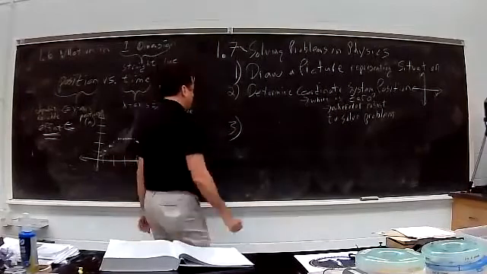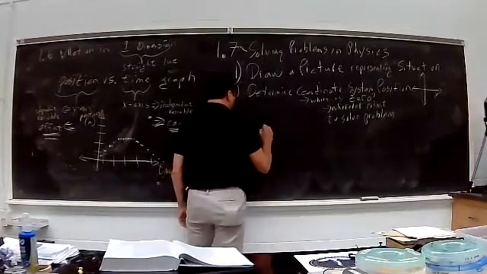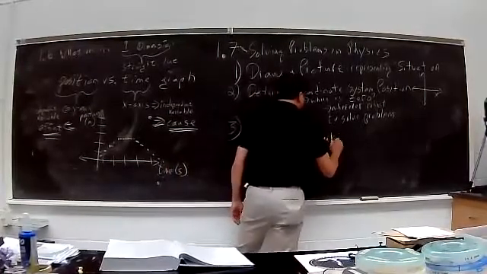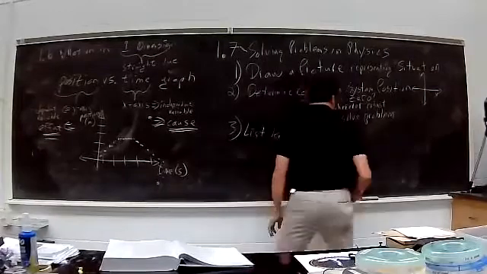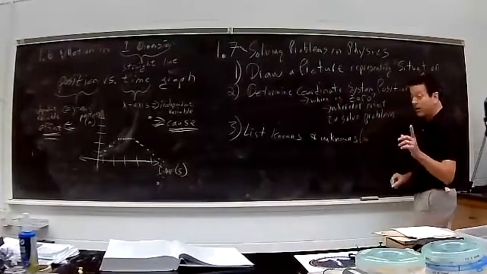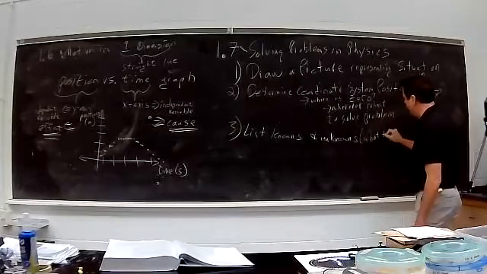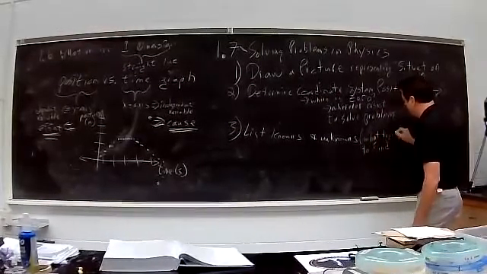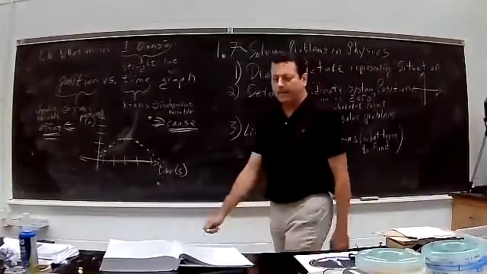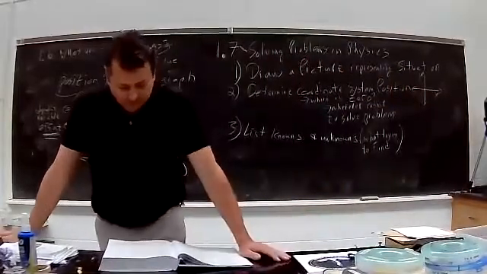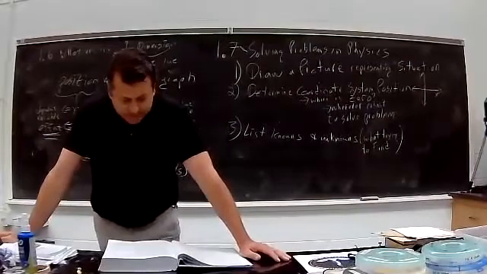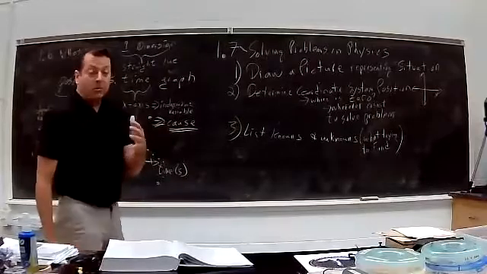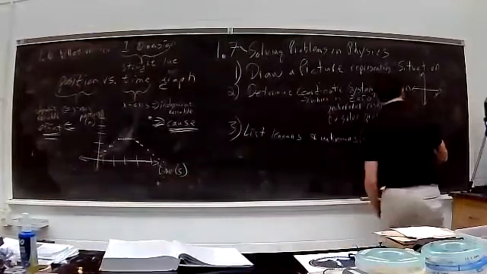After you do that, list your knowns and your unknowns. A lot of times with unknowns, it's not always, but it must include what you're trying to find. What are you trying to find? List your knowns and unknowns, and label them well.